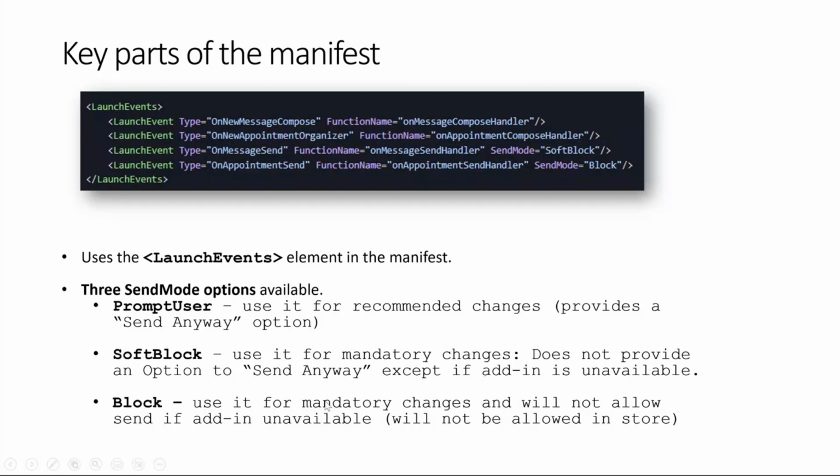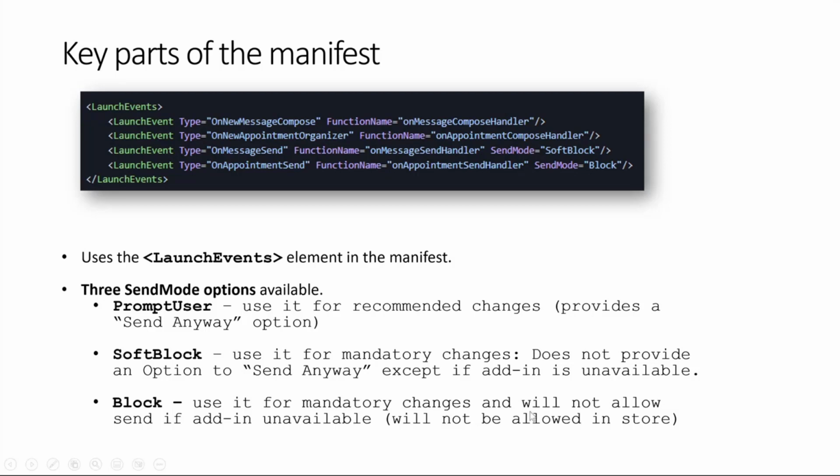And then we have soft block, and soft block is the mode you want to use when you want a mandatory change. It's something so important that the user needs to change it that you wouldn't allow them to send the email. So there will not be a send anyway option. It would just be like, go back and fix the email and send it again. So in some scenarios, this makes sense, no? One exception to this is if your add-in is unavailable. For whatever reason, if we cannot reach your add-in, then the user will be able to send anyway.